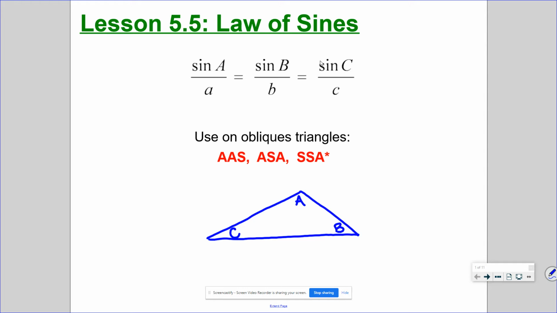Okay. In the formula, A, B, and C would be the capital A, capital B, capital C. Those would be the angle measurements. The lowercase letters a, b, and c, those are referring to the side lengths. And the way that it works is the side length a is directly across from angle A. Side length b is directly across from angle B, and so on for c.